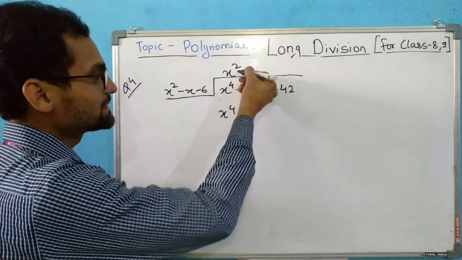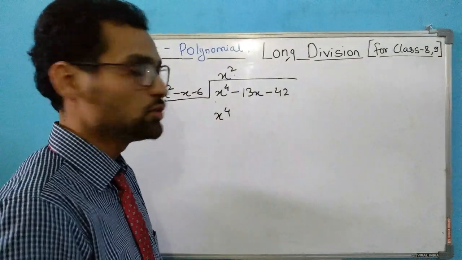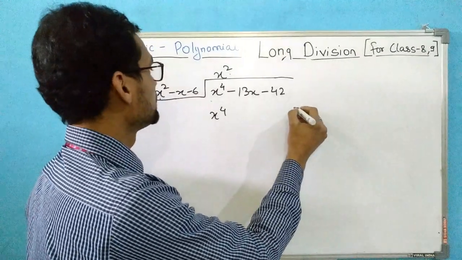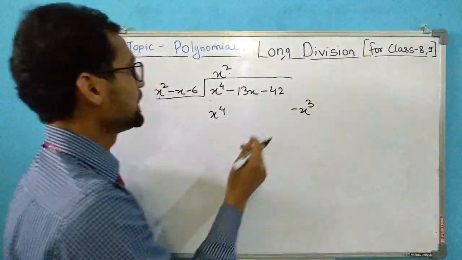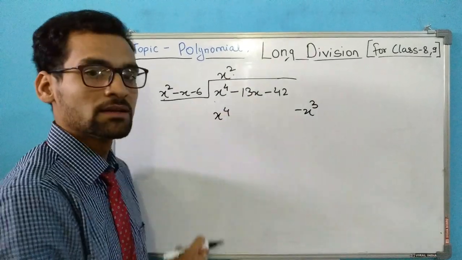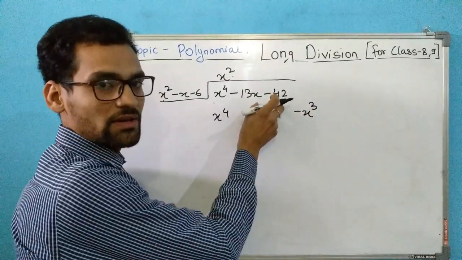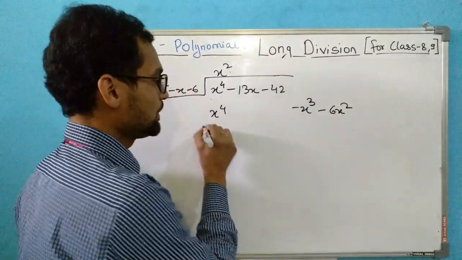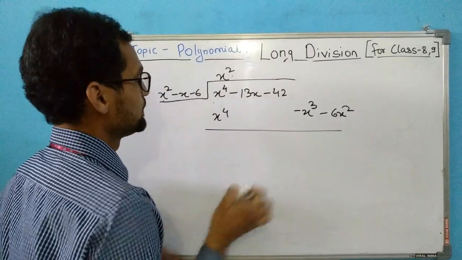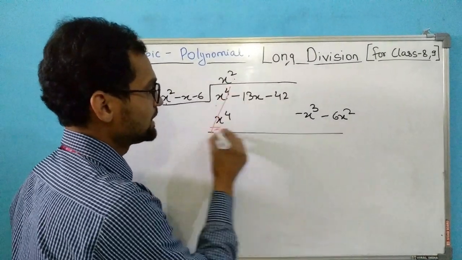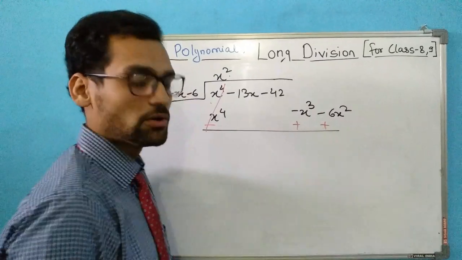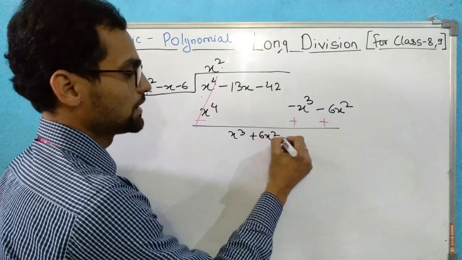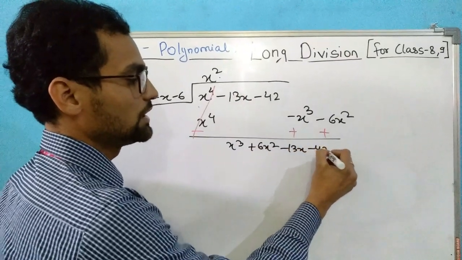But now x square into minus x is x cube, but there is no term of x cube, so we have to write it separately, okay. We'll write x cube. Now we multiply x square with minus 6. So this will again be, x square is not here, so we'll write separately minus 6x square, okay. Now we'll change the sign. This will be minus, this will cancel out, this will be positive, this will also be positive, okay. Now we write it, this will be x cube plus 6x square minus 13x minus 42.